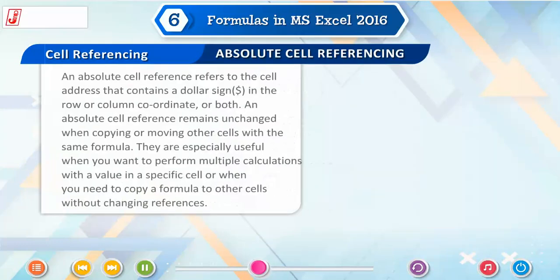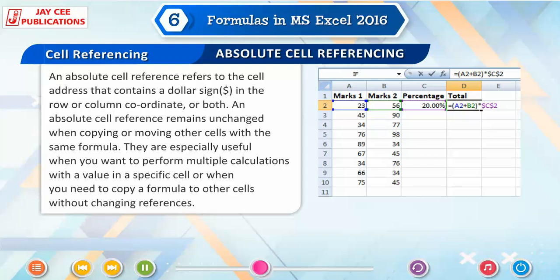Absolute cell referencing. An absolute cell reference refers to the cell address that contains a dollar sign in the row or column coordinate. An absolute cell reference remains unchanged when copying or moving the same formula to other cells. They are especially useful when you want to perform multiple calculations with a value in a specific cell, or when you need to copy a formula to other cells without changing references.